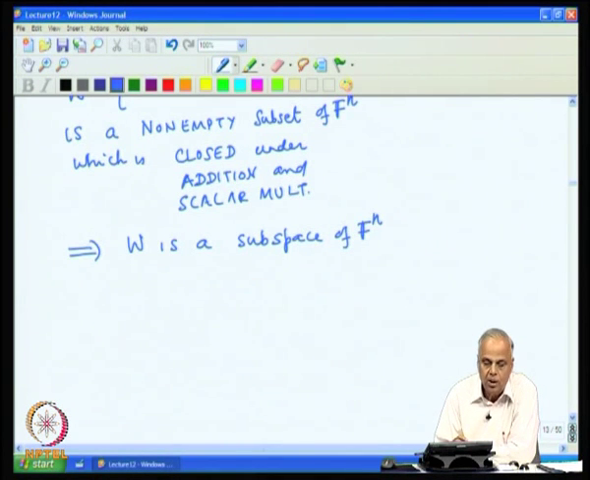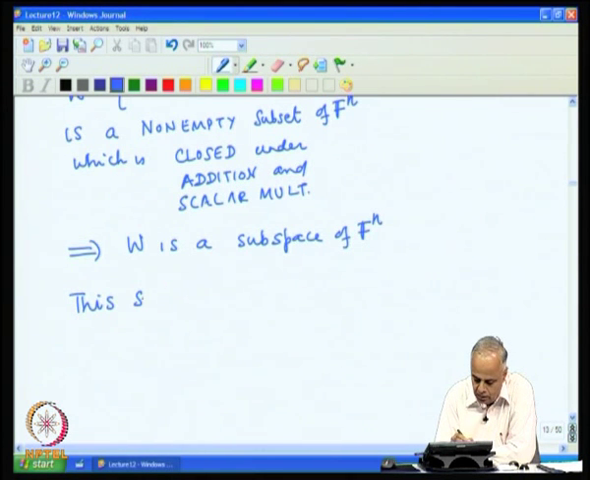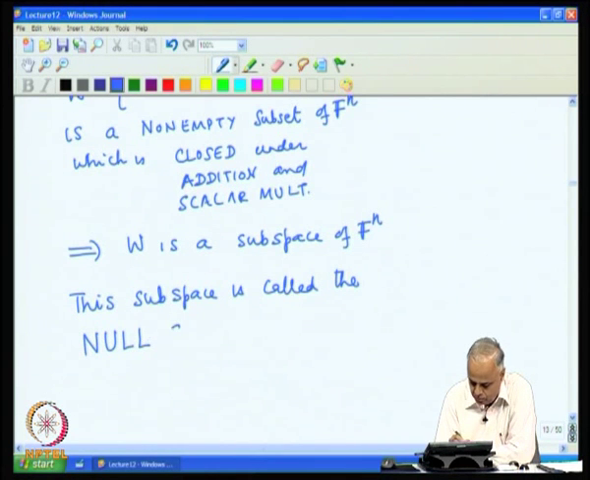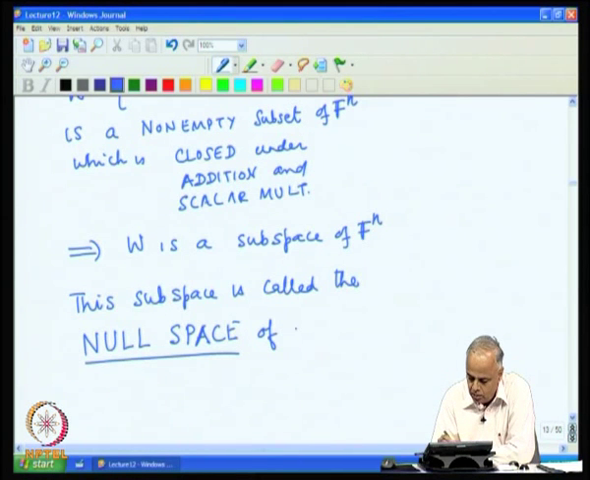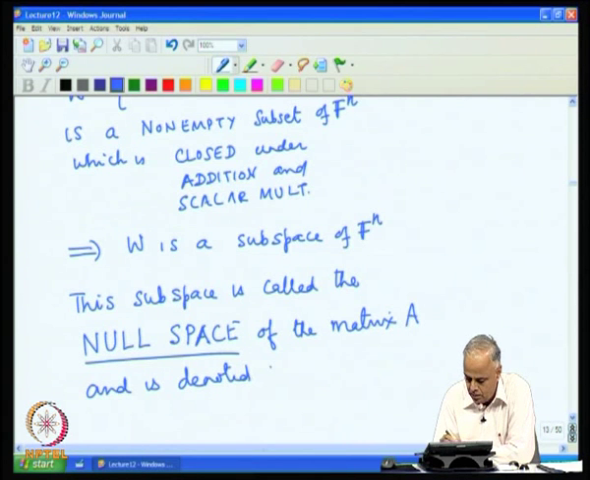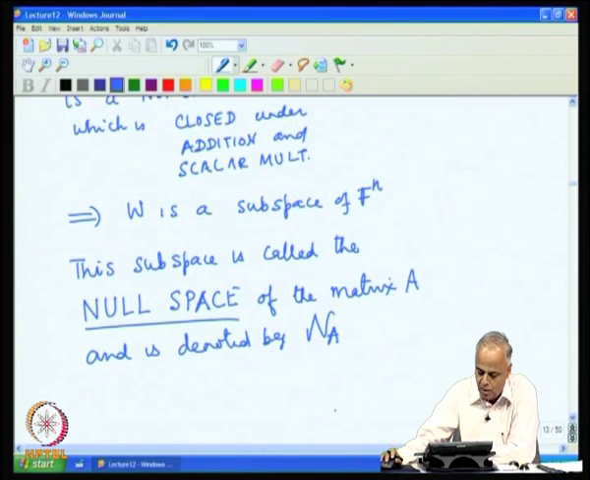This subspace is called the null space of the matrix A and is denoted by N A. N stands for null space.